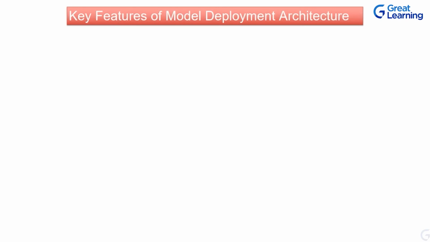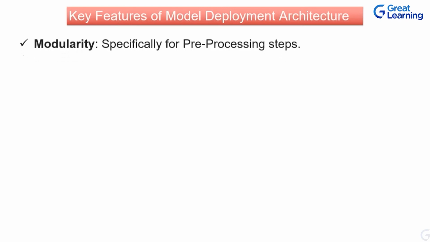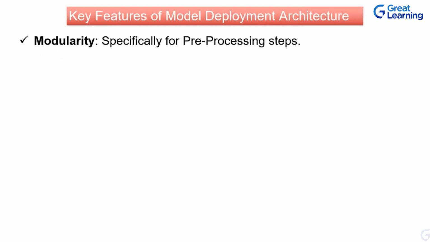Now, what are the key features of a model deployment architecture? First is modularity. Why do we say modularity is key for model deployment, and specifically the pre-processing steps? Because sometimes the requirement is not just limited to doing a prediction from the data which is available. And I'm sure you would have seen it in the modules. Sometimes we just want to extract the insight which is available, right?